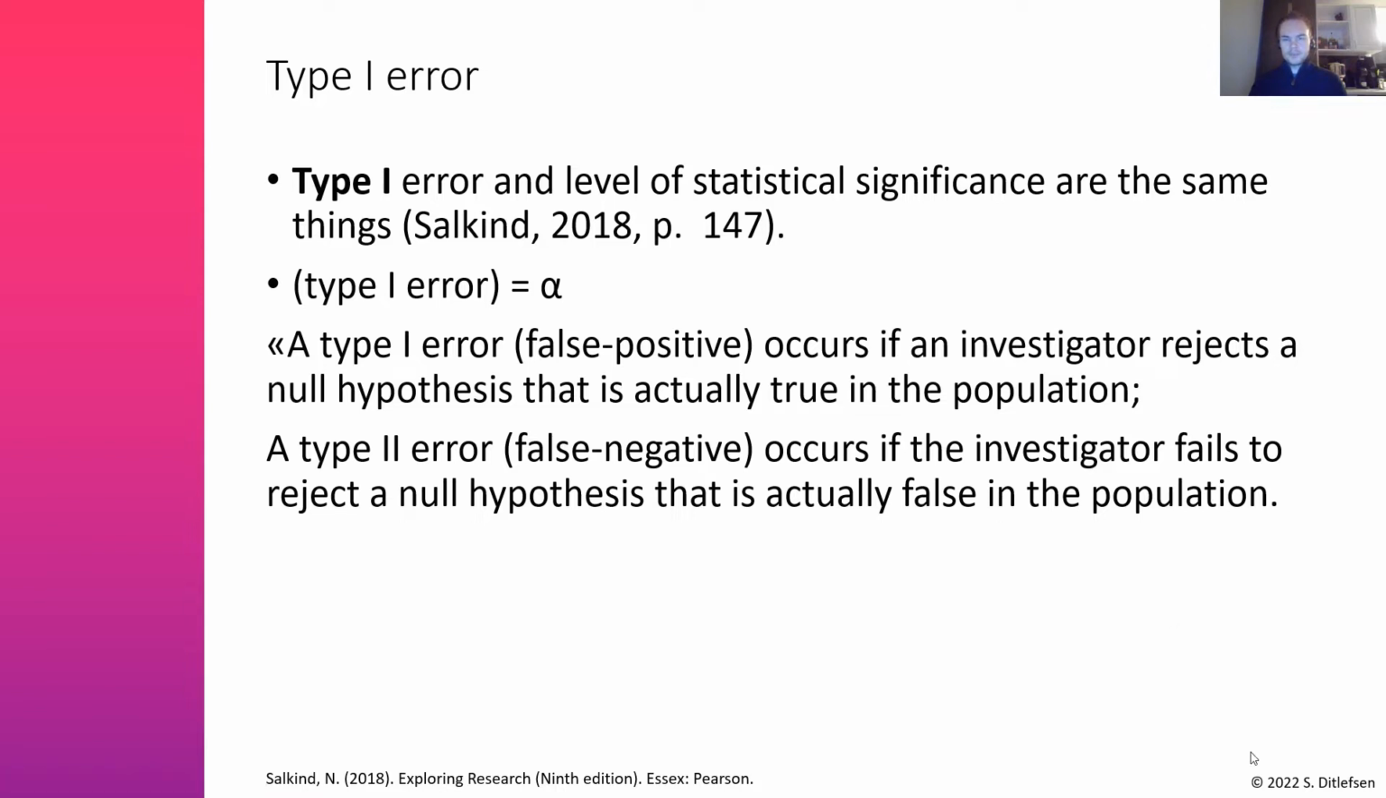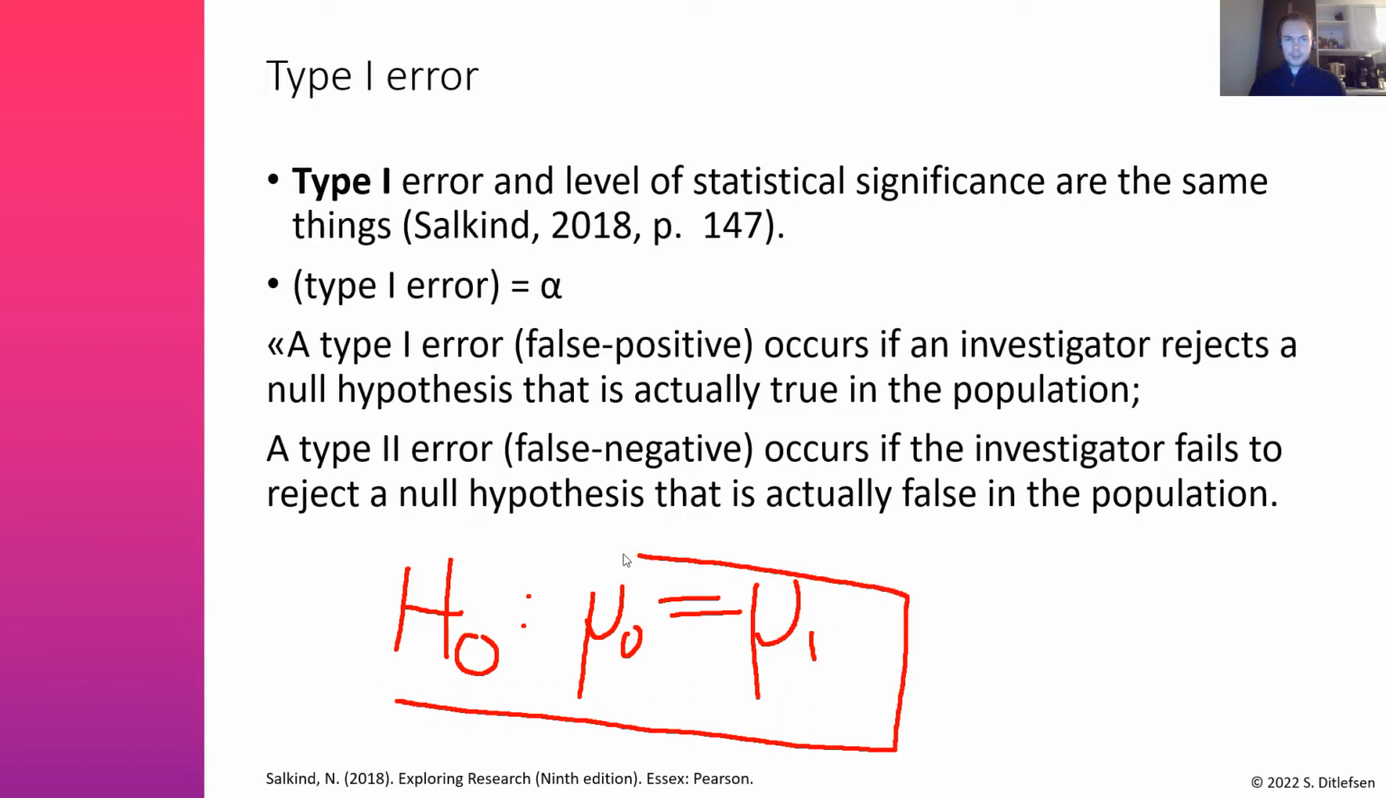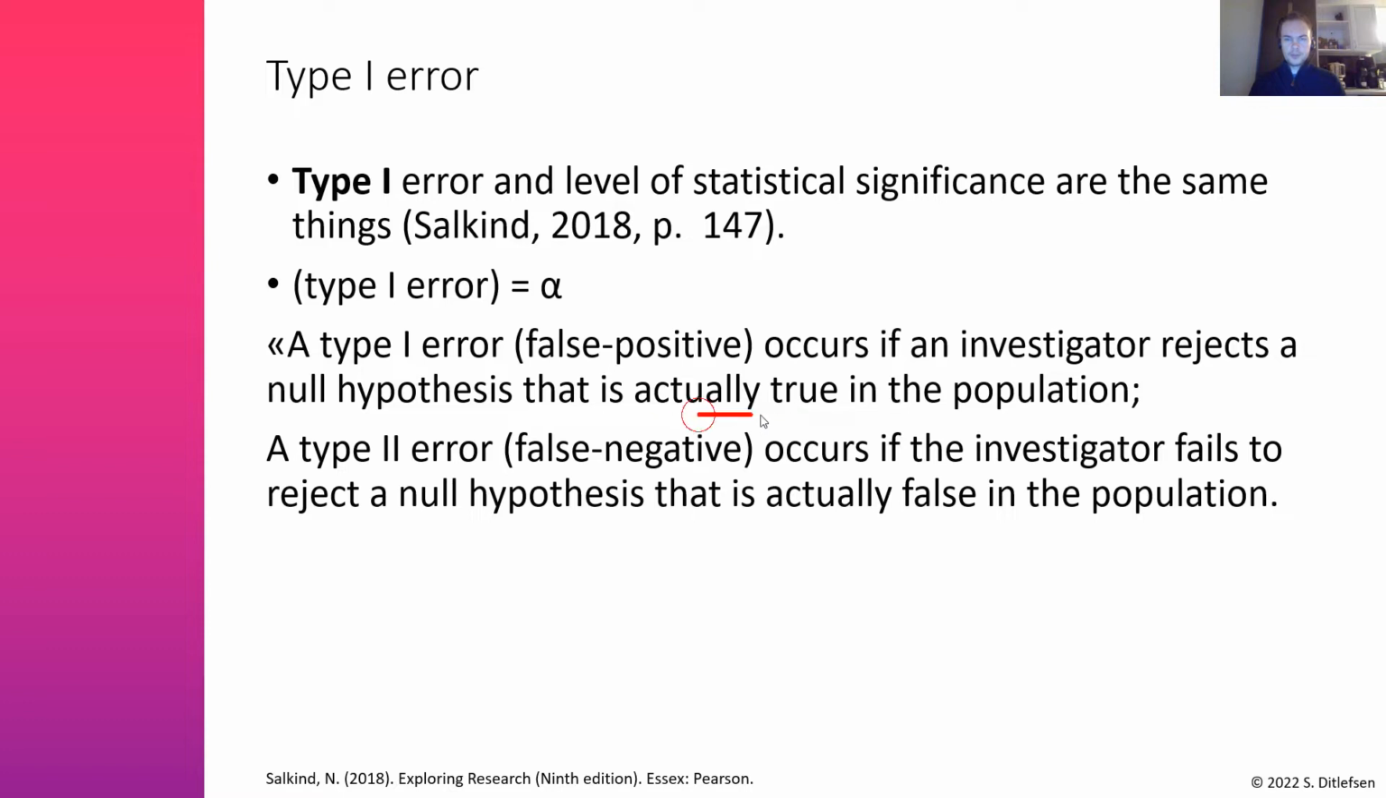So the first one, we have H0: μ0 equals μ1. So this is our first hypothesis. If an investigator rejects a null hypothesis that is actually true, so it's actually true, but we reject it. So μ0 is μ1, but we reject it, but it was true. Then we made a type 1 error.